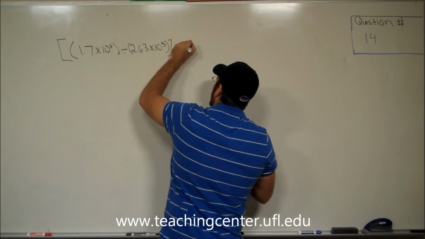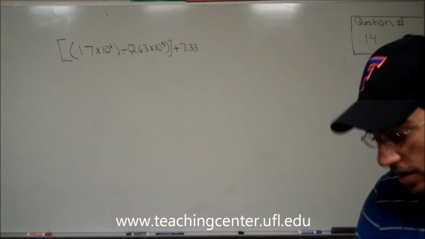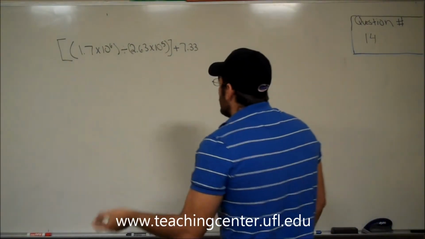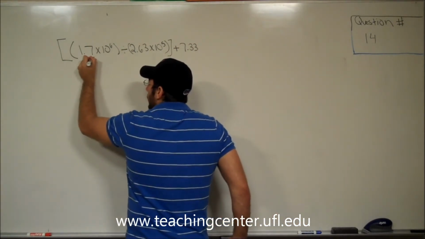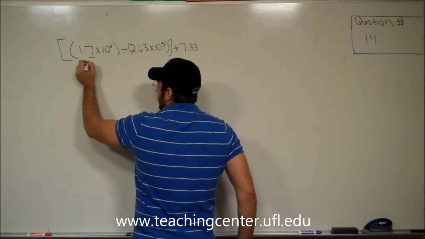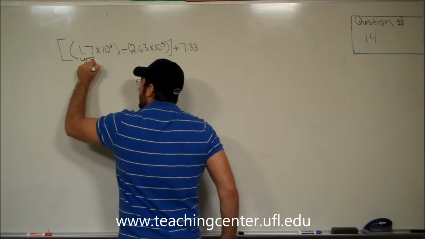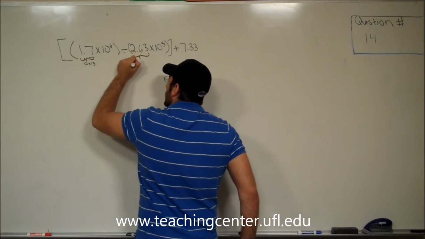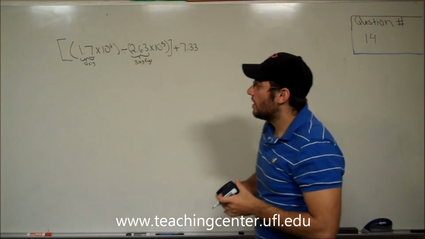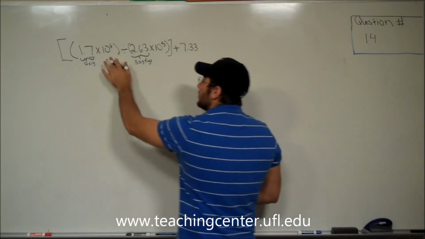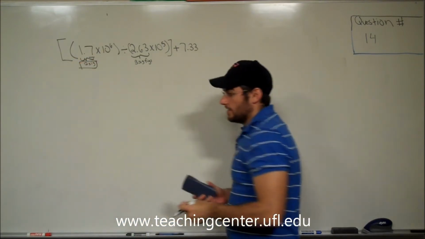plus 7.33. So what you have to remember here is that we always want to do multiplication and division before addition and subtraction. So we're not going to worry about this side first, we're going to worry about the division side. Notice that here we have 2 sig figs, and here we have 3 sig figs. Well, we know that from our rules, we always have to use the number with the least amount of significant figures. So when we do the division here, we're going to have 2 significant figures.